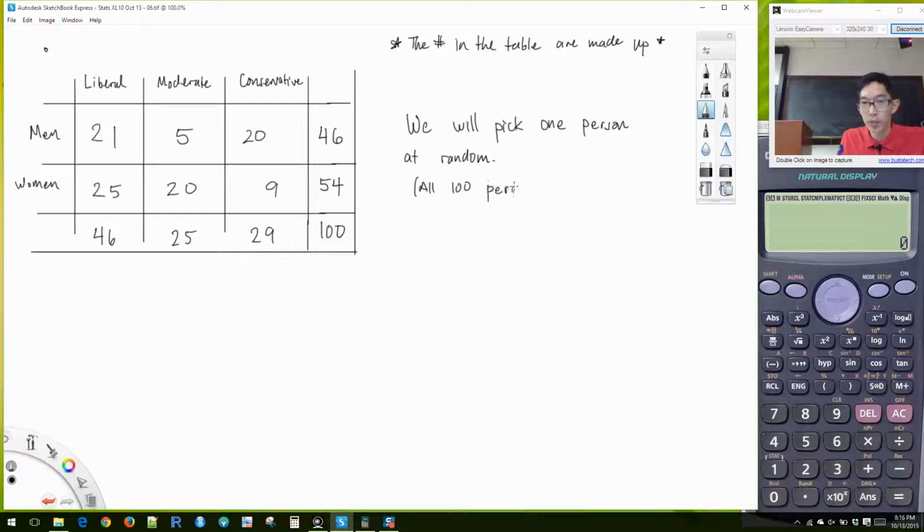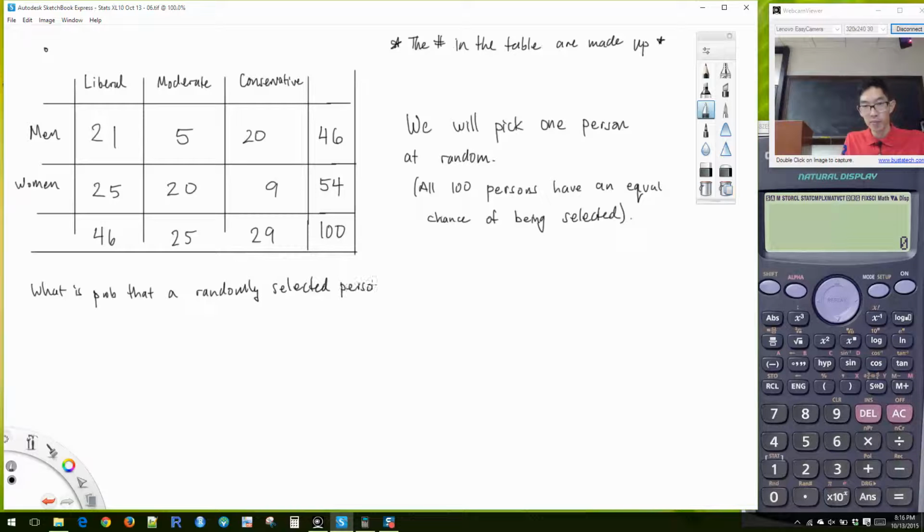100 persons have an equal chance of being selected. Okay, so I could say, what is the probability that a randomly selected person is a woman?